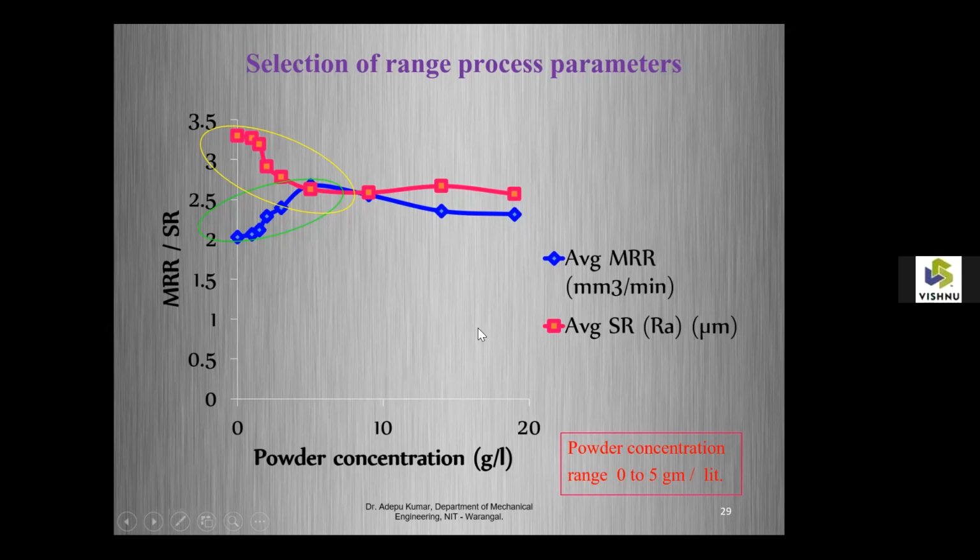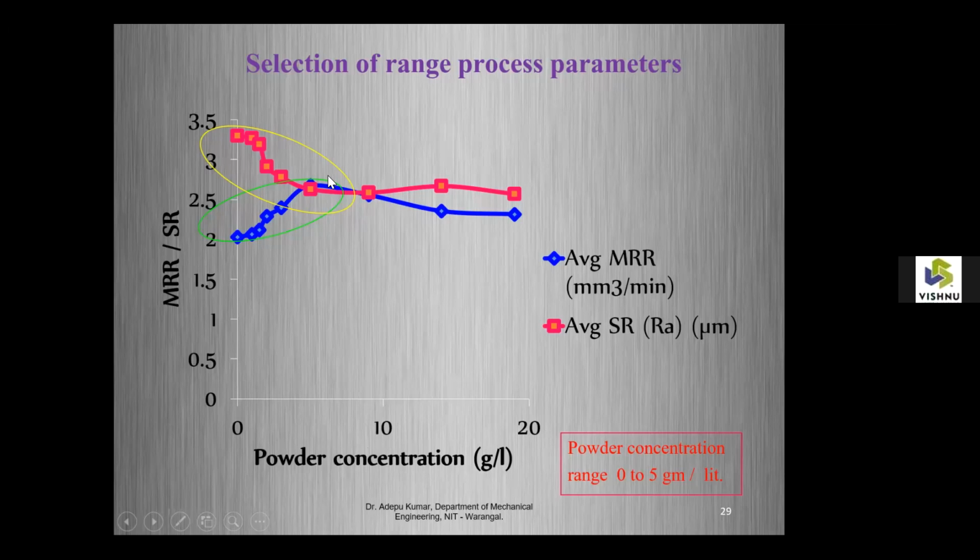So instead of doing the back calculations, you can also increase the cost of experimentation. Why? Because you are adding the powder concentration into the dielectric fluid, that is 10 grams per liter, 20 grams per liter. If the cost of the powder is very high, you are unnecessarily spending much more time on experimentation and on the cost of purchasing the powder particles. So that's why initially every researcher has to do this kind of preliminary experimentation.